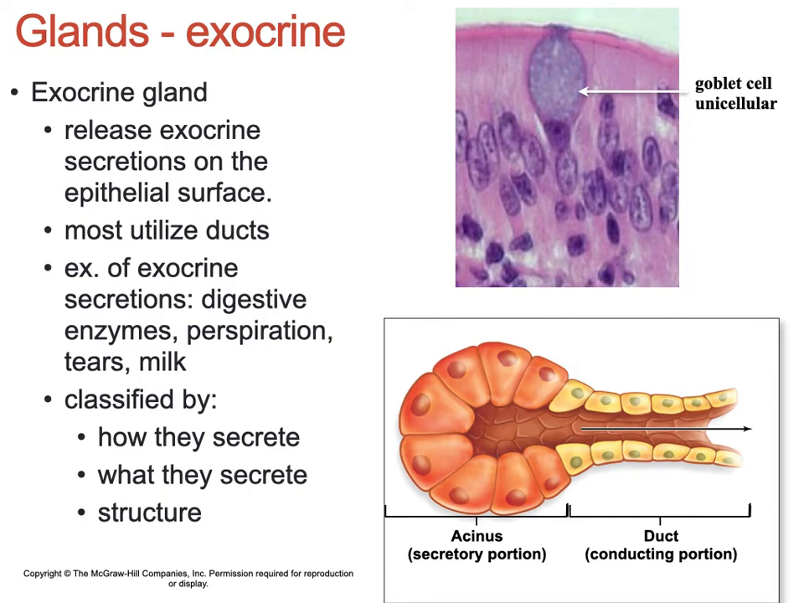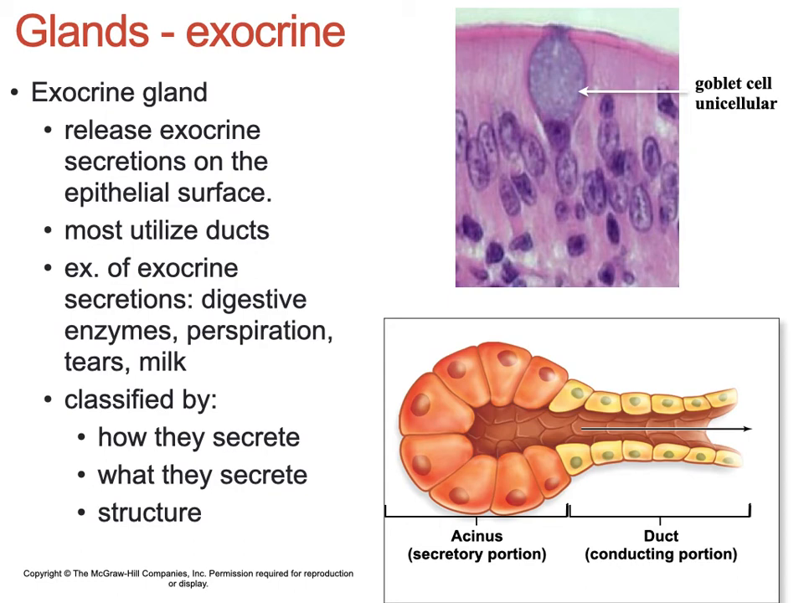Once the mucin combines with water, it forms mucus. Exocrine glands can also be multicellular, and that's shown on the image in the bottom. These glands are composed of cells that secrete substances, and that's going to be termed the secretory portion, as well, and the cells that conduct the secretions or move them out, those are going to be called the duct, okay, and that's the conducting portion.